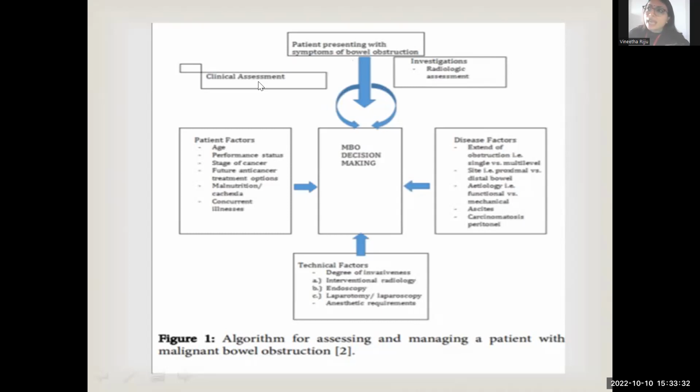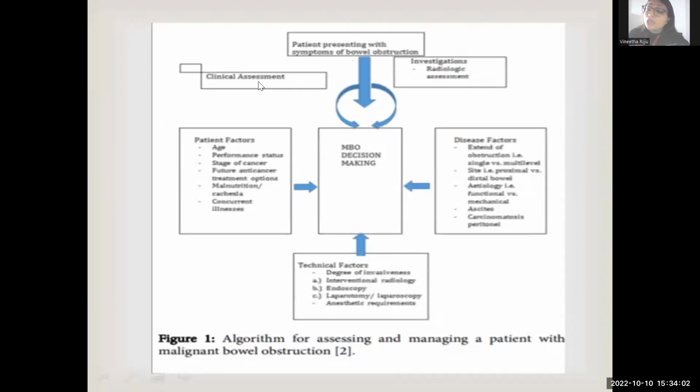Look at the stage of the cancer. Is it an advanced cancer stage where no other definitive cancer treatment is possible? Then you will have to think. So that means this patient is a terminal patient. So is it actually justifiable to take this patient to the hospital and get a surgery done for him? So look and find out what is the further cancer treatment option for that patient, because this is a malignant bowel obstruction.